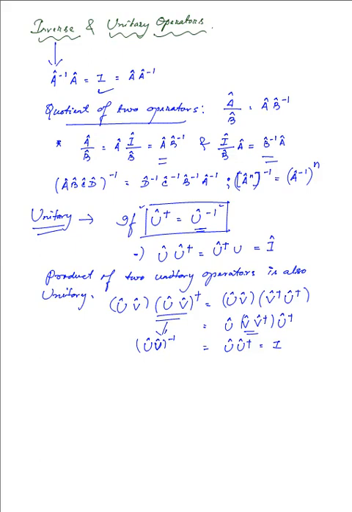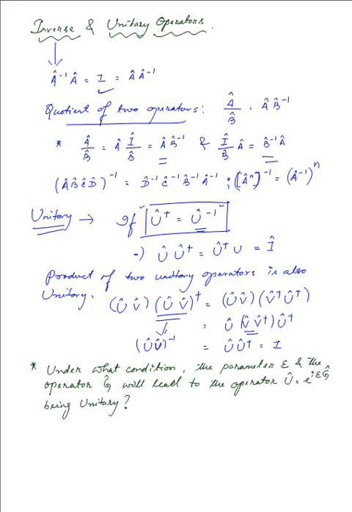Now we can discuss a property of the unitary operator by means of this question that we have right in front of us. Supposedly we have a parameter epsilon and an operator g, and they are put together in the form of an operator u, which is equal to the exponential of i times epsilon times g, and that operator will be unitary under what condition?